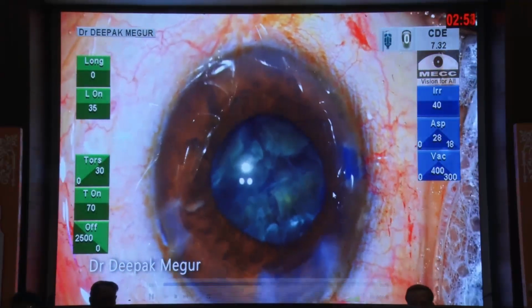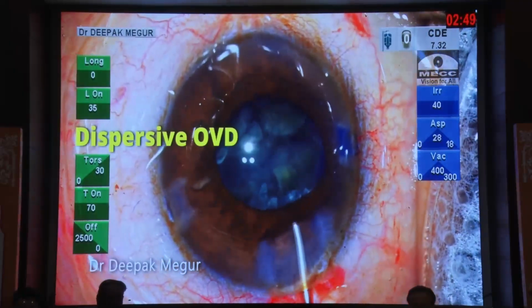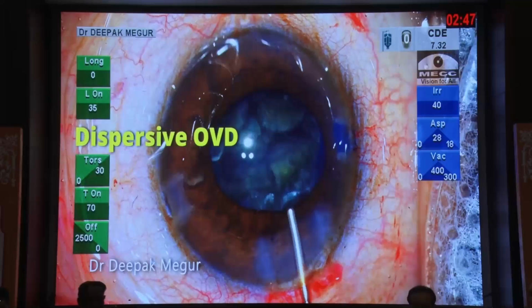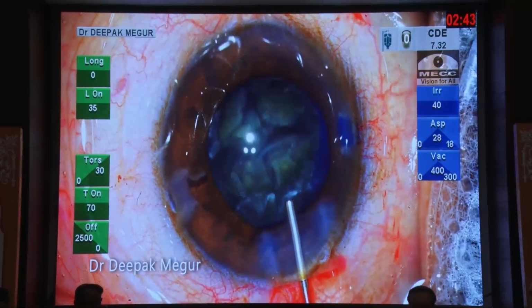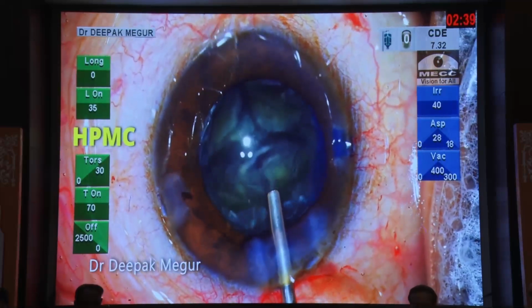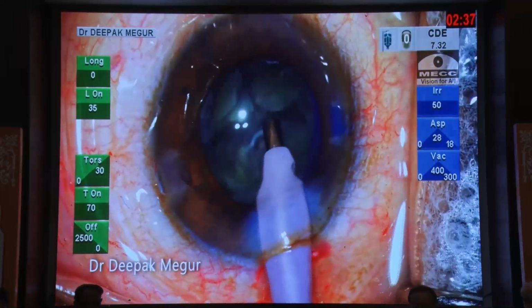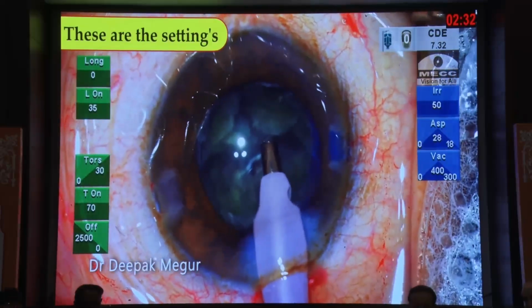See, now once the division has come out, you can see the pupil has gone down because I had sculpted a bit. So again, use a little bit of dispersive OVD, just place it on the surface of the iris. It just makes the iris behave well. Here I'm using a combination, first dispersive and a little bit of HPMC. But remember, never overfill the chamber.